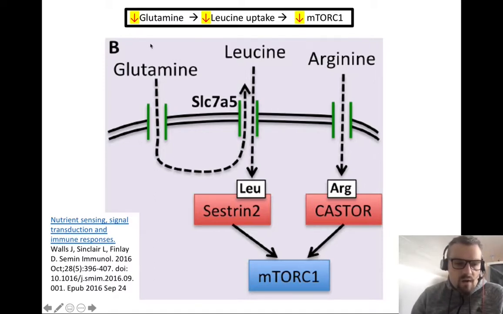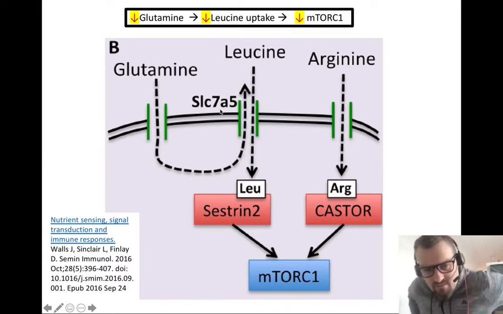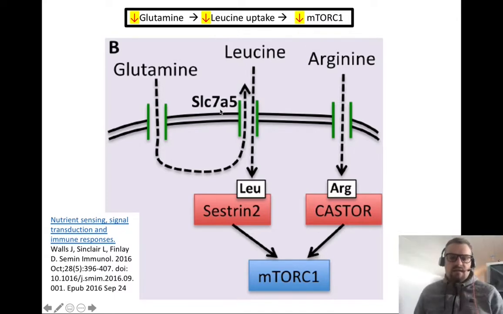Well, we know in our NK cells that we work on, and also in T cells, that one of the main reasons why glutamine is really important for those cells is because it supports the uptake of other amino acids through SLC7A5. SLC7A5 is a large neutral amino acid transporter that's really important in T cells and NK cells, maybe less so in other immune cells.